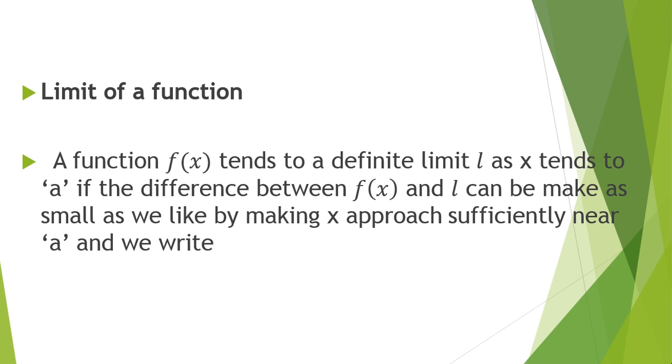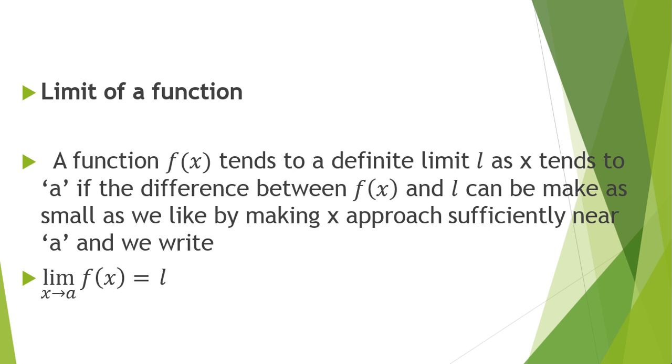Here the definition is: a function f of x tends to a definite limit L as x tends to a, if the difference between f of x and L can be made as small as we like by making x approach sufficiently near to a, then we write limit x tends to a f of x equal to L. Here f of x is a function. Replace x by a, that is x approaches a, we get L. L is the limit of a function.